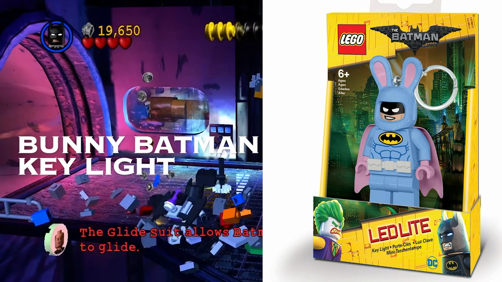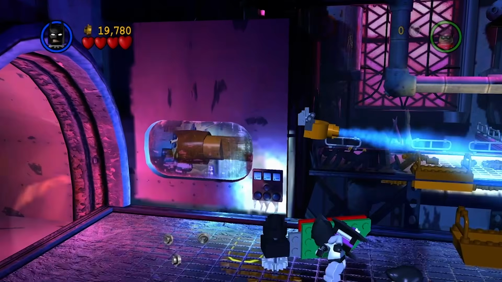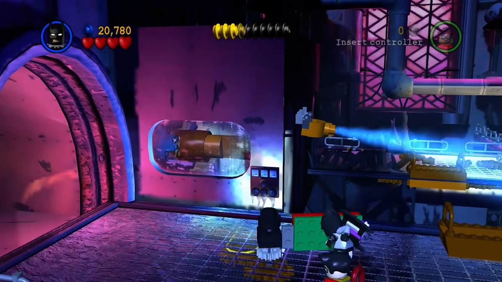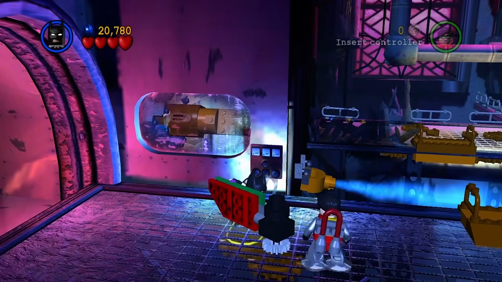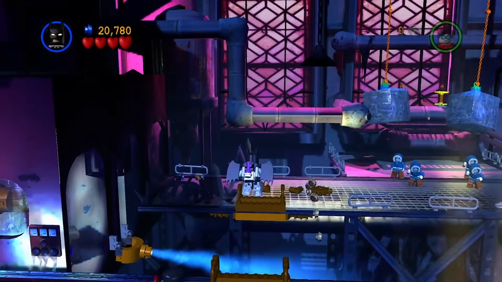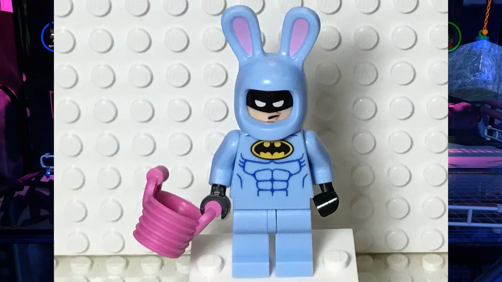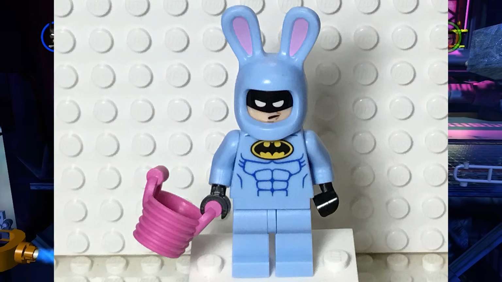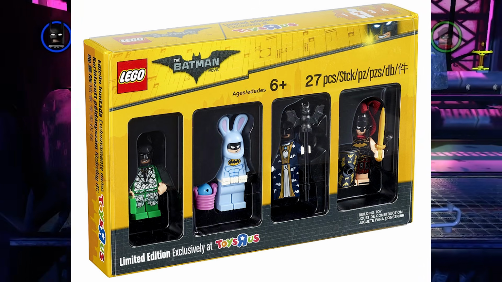Bunny Batman Keylight. To tie into the release of the LEGO Batman movie, one of the numerous non-LEGO set products that was released was this Easter Bunny Batman Keylight. LEGO would never make this Batsuit in minifigure form, however. Now, the company would make an Easter Bunny Batman minifigure in the LEGO Batman movie minifigure collection, which was this limited edition Toys R Us exclusive set, but you will notice that the minifigures are slightly different.